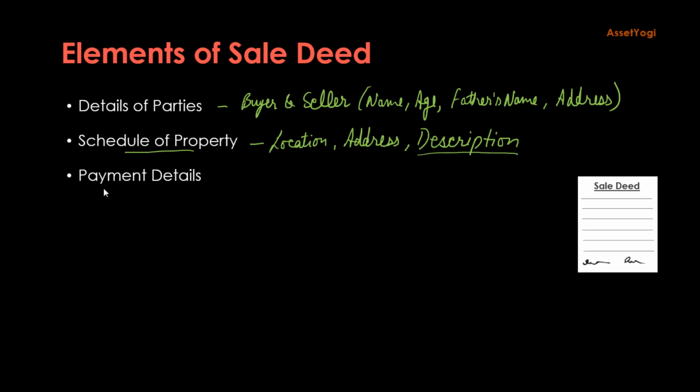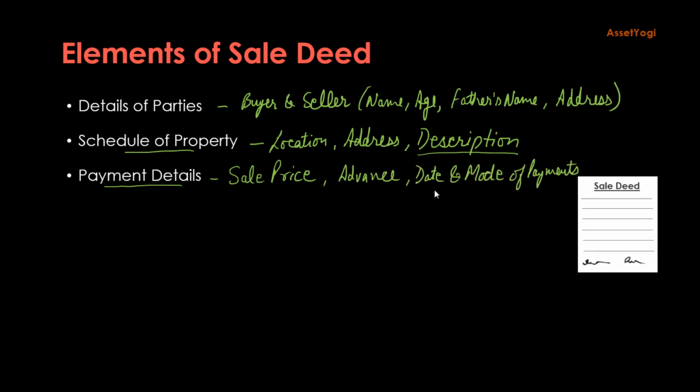Then the complete payment details will be recorded in the sale deed, such as sale price that was agreed upon between the buyer and the seller, then the advance amount paid, then the dates and mode of payment with check numbers or online payment reference numbers. All these details will be recorded in the sale deed.